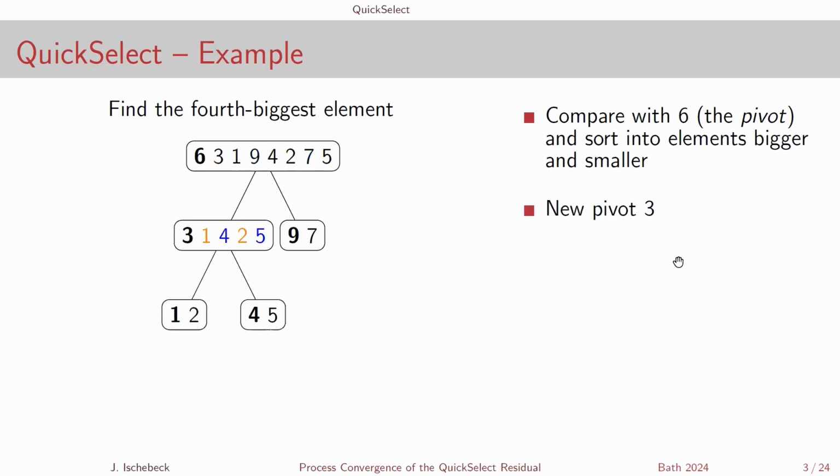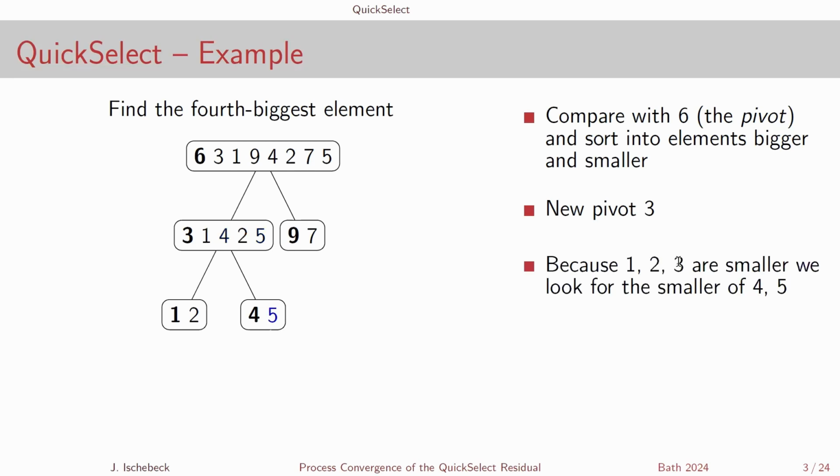And now we have 2 values that are smaller, 2 values that are bigger. We see 3 is the 3rd biggest. So we go into the right set, compare again. And now we have that 4 is indeed the 4th biggest value. And that's how quick select works.